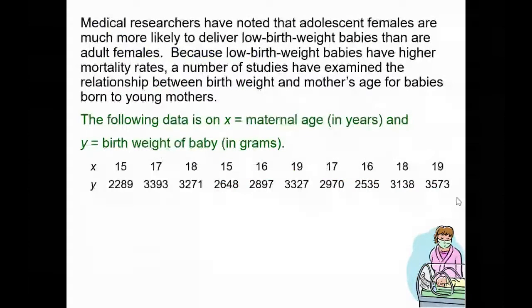Okay, so medical researchers have noted that adolescent females are more likely to deliver low birth weight babies than are adult females. Because low birth weight babies have higher mortality rates, a number of studies have examined the relationship between birth weight and mother's age for babies born to young mothers. The following data is on x being the age of the mother, y being the birth weight of the baby in grams.